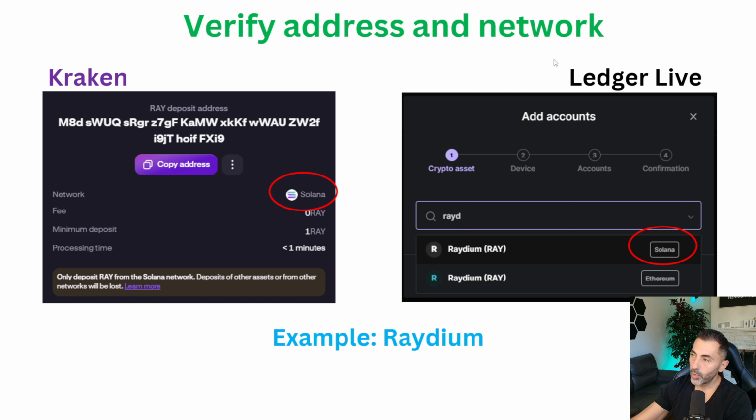So the example we have here is the Radium token that's running on the Solana network in Kraken. And we want to transfer it to the Ledger Live, so we have to ensure that we're using the same network.